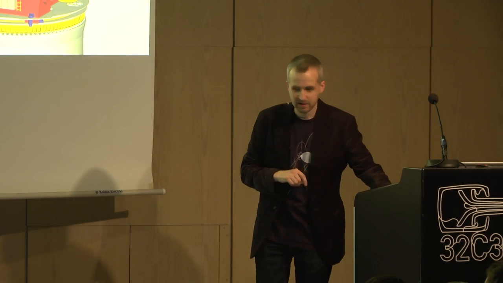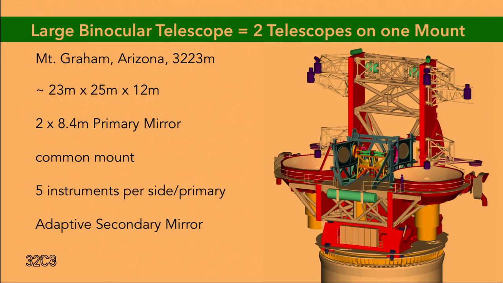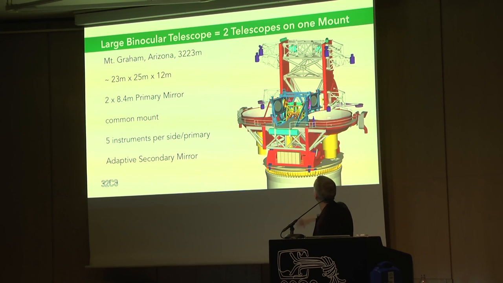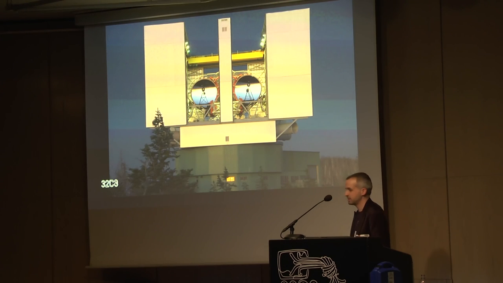And this deformable mirror is actually built in the telescope system already. The secondary mirror is the deformable mirror, which is very convenient because then all the instruments that sit on the telescope can benefit from this system. It's installed at this telescope. Looks pretty odd, yes, I admit that. That's the Large Binocular Telescope. It's two telescopes on one mount, two primaries. It's roughly 23 by 25 by 12 meters. It sits on Mount Graham in Arizona. And it has an adaptive secondary mirror, which is this violet color thingy up there in the middle, on top. This is how it looks like.